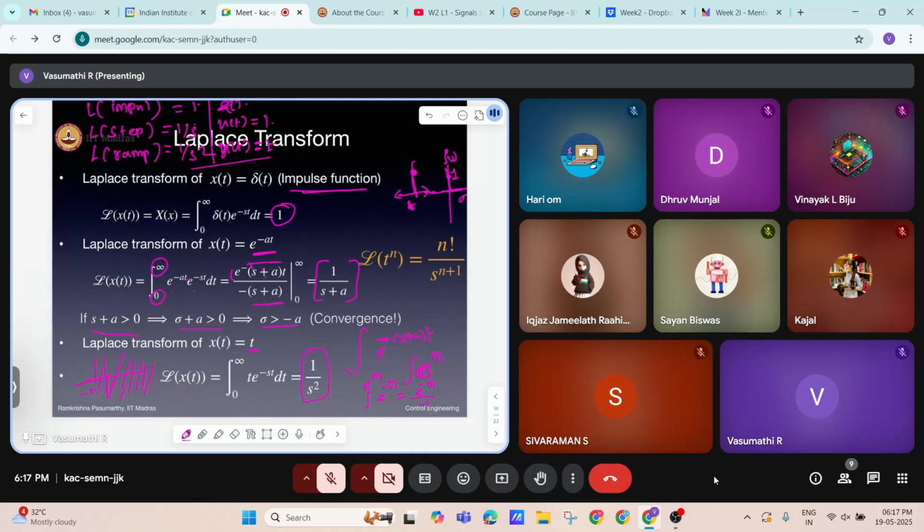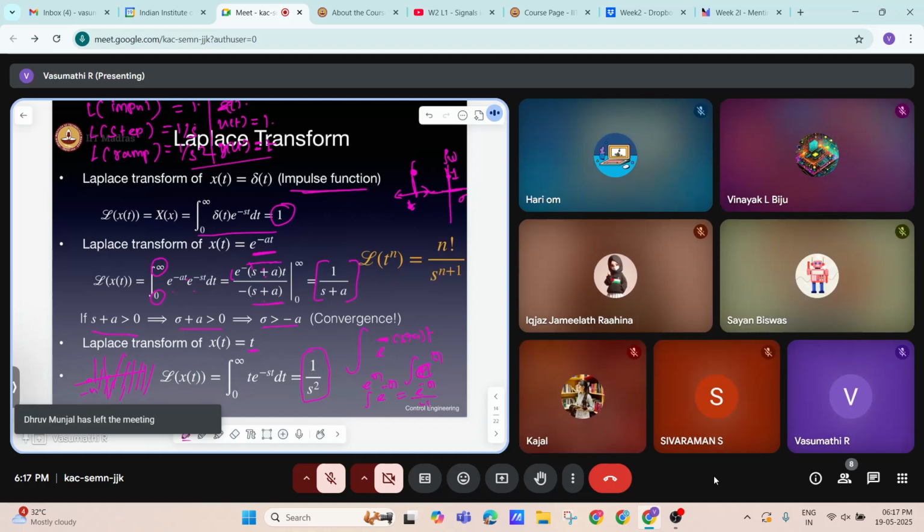These are all ready-made results that can be derived using this formula. Instead of calculating every time, we have calculated them once, and you can keep them in mind when you are doing your problems.